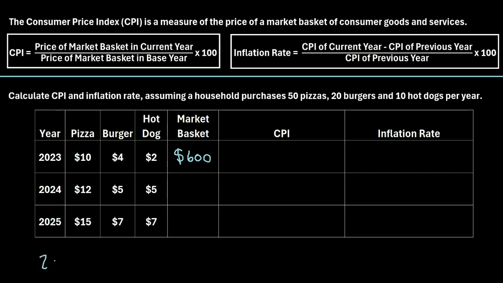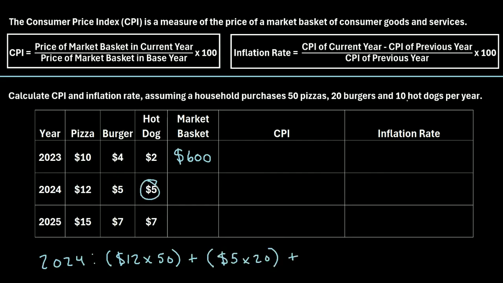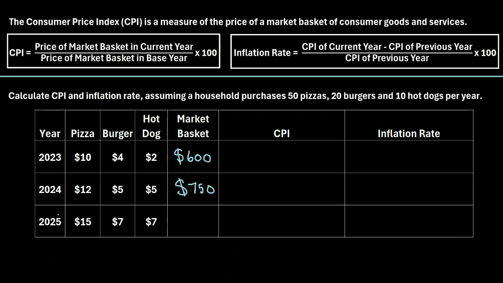So to calculate the market basket for 2024, we'll say $12 for pizza times 50 pizzas, plus $5 for burgers times 20 burgers, plus $5 for hot dogs times 10 hot dogs. And when you add all those values together, it comes out to $750. So that will be our market basket for 2024. And then we just repeat the same calculation for 2025. I'll just tell you that comes out to $960.